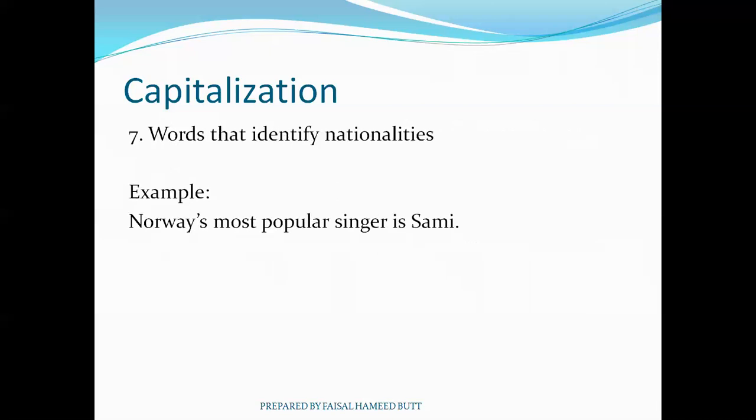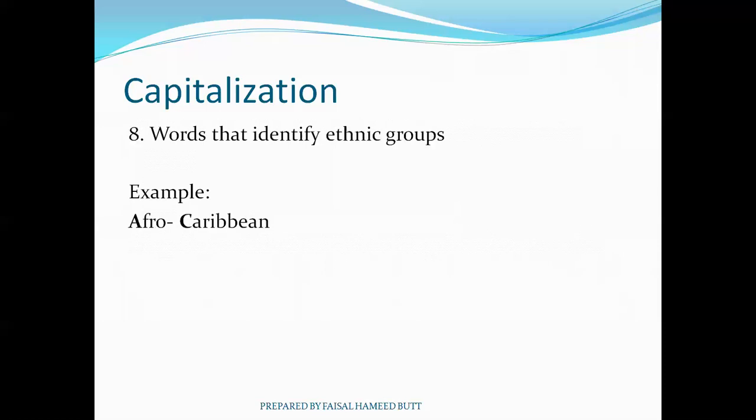Now move to the next point. Words that identify nationalities. We have different nationalities. We are Pakistanis, or there are different nationalities, like Indians, like Americans. Or, Norway's most popular singer is Sami. So this Norway is here. It's a nationality, right? That's why it's written with a capital letter. So wherever you mention a nationality, you will start with a capital letter.